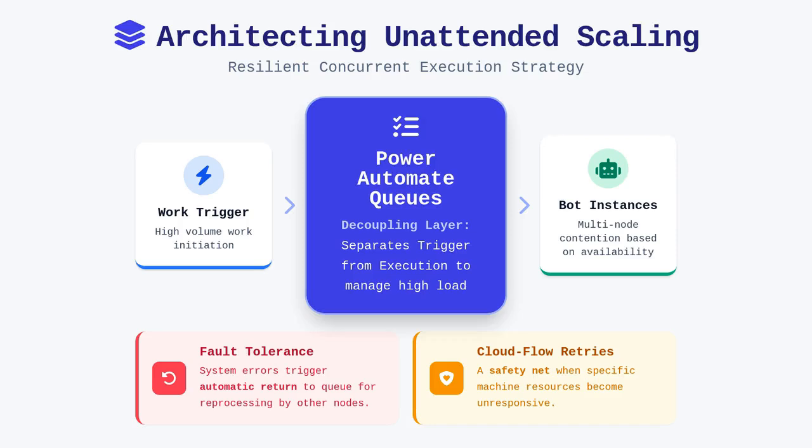We also implement retry policies at the cloud flow level, which act as a safety net when a specific machine resource becomes temporarily unresponsive. This architectural layer provides the observability required to track the life cycle of a work item, from inception to completion, which is vital for compliance and auditing.